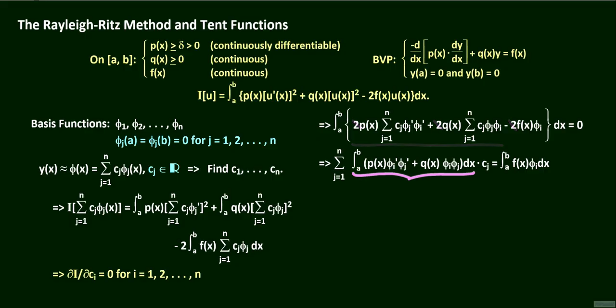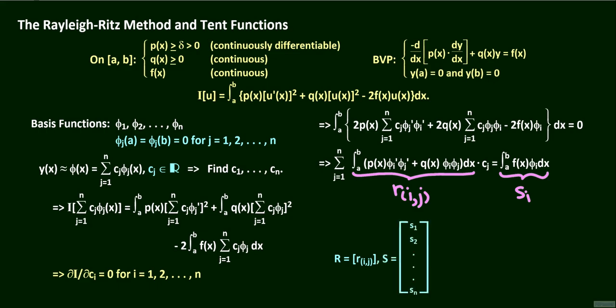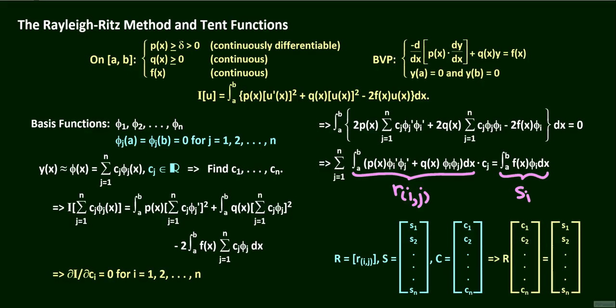We call this integral lowercase r sub ij. And we define uppercase R to be the matrix with entries lowercase r sub ij. We call this integral lowercase s sub i. We define uppercase S as the vector of the lowercase s sub i's. We define uppercase C as the vector of the lowercase c sub j's. Then the matrix system for solving for the c sub j's is given by the matrix R times the vector C equals the vector S.